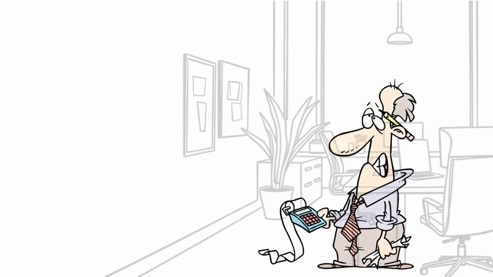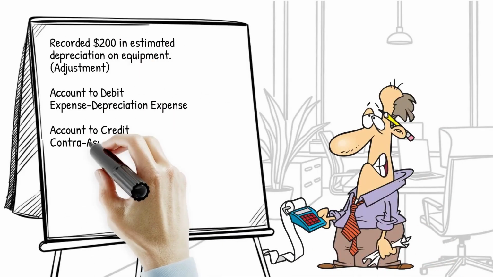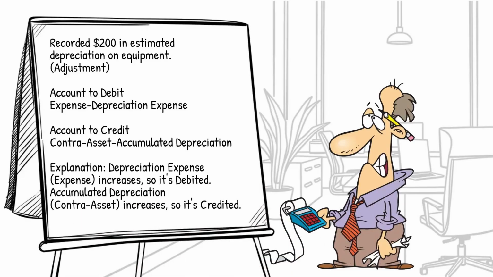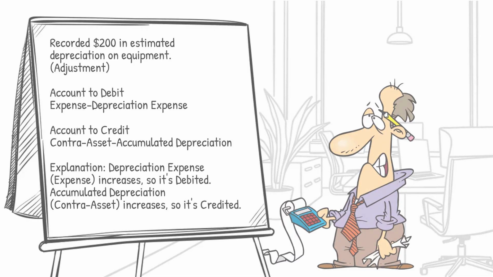Account to debit, expense, depreciation expense. Account to credit, contra asset, accumulated depreciation. Explanation: depreciation expense, expense increases, so it's debited. Accumulated depreciation, contra asset, increases, so it's credited.